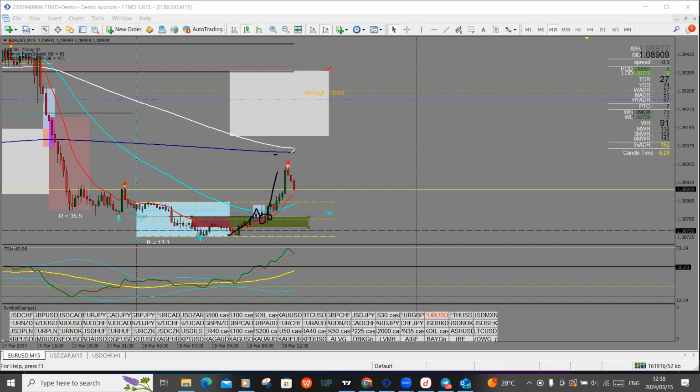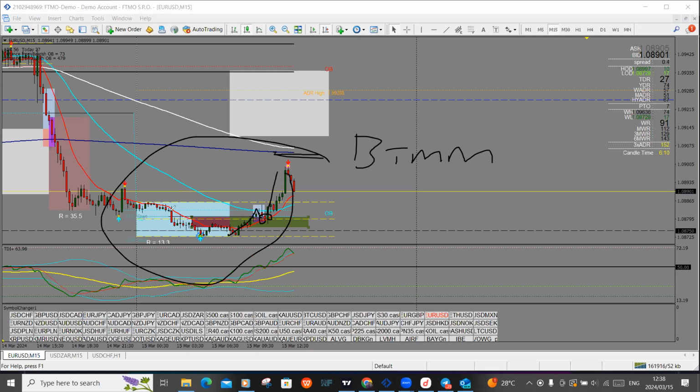And I think that 1.09050 was actually just below the 800 moving average. This is based on BTMM concepts. It's one of the books which I'm going through, BTMM versus ICT. So if you're going through that, then you can use this particular concept in terms of getting a buy setup.